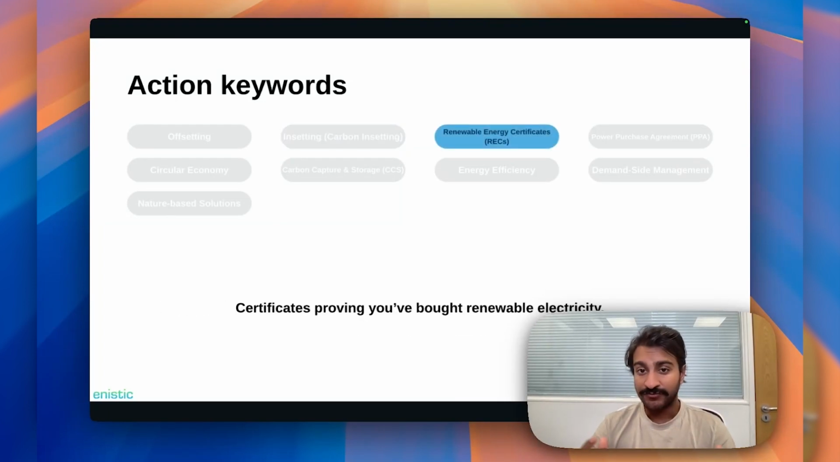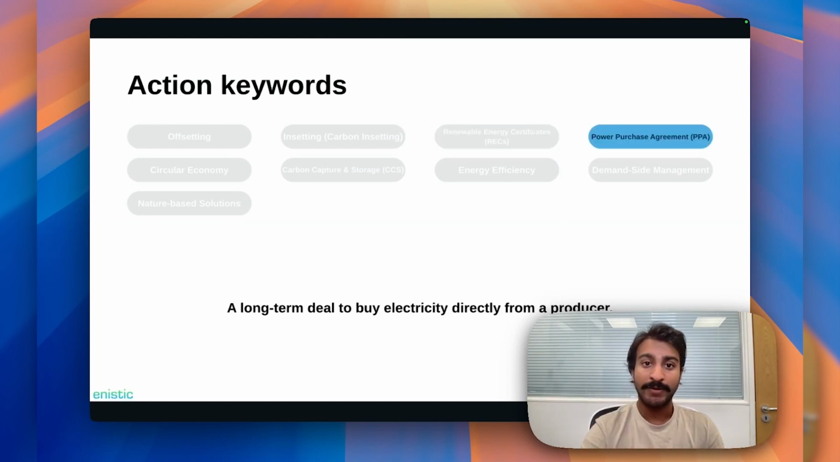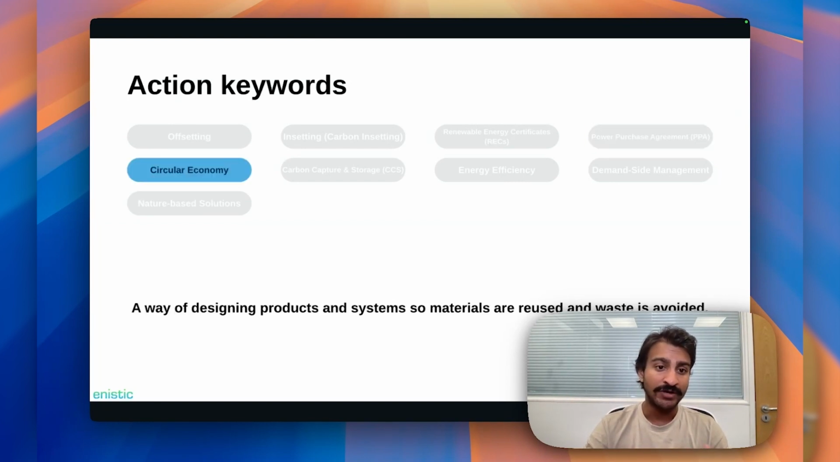Renewable energy certificates, or RECs, are certificates proving you've bought renewable electricity. They offset your electricity purchases from the grid, which is your Scope 2 emissions. A power purchase agreement, or PPA, is a long-term deal to buy electricity directly from a producer. This can be renewable or from the grid, and they usually last between 5 and 20 years at a preset price. Circular economy is a way of designing products and systems so that materials are reused and waste is avoided. It's a way to make your outputs go back into inputs for other products.